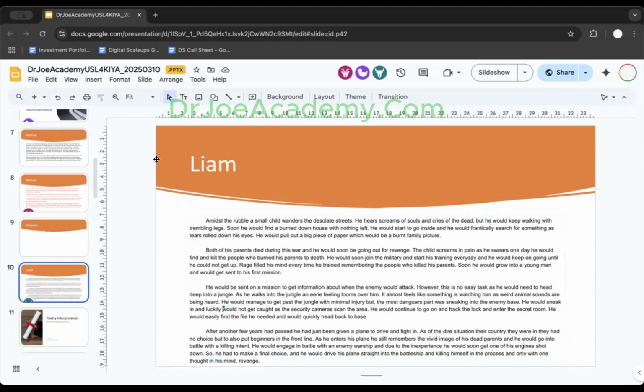He would engage in battle with an enemy warship, and due to the inexperience, he would soon get one of the engines shot down. So he had to make a final choice, and he would drive his plane straight into the battleship, killing himself in the process, and with only one thought in his mind: revenge.